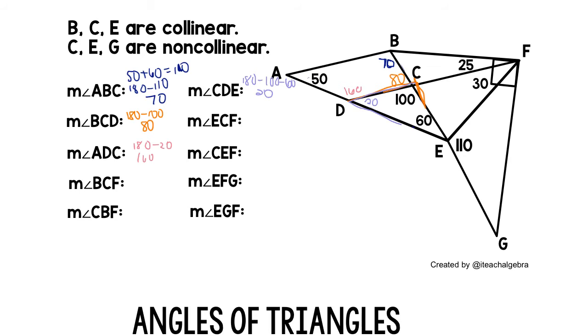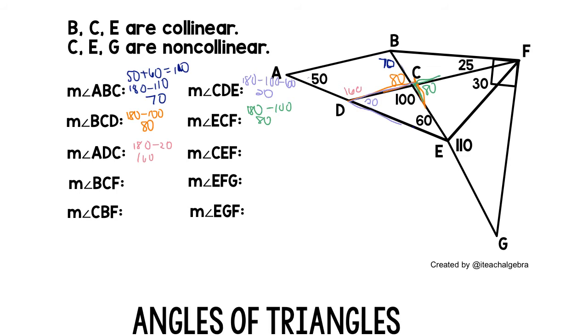Let's look at ECF. ECF here, if DCE is 100, ECF is 180 minus 100, which is 80. Those are also vertical angles, so we know that for certain. Oh, I put that in the wrong spot. Oh, no, it's in the right spot, so sorry.